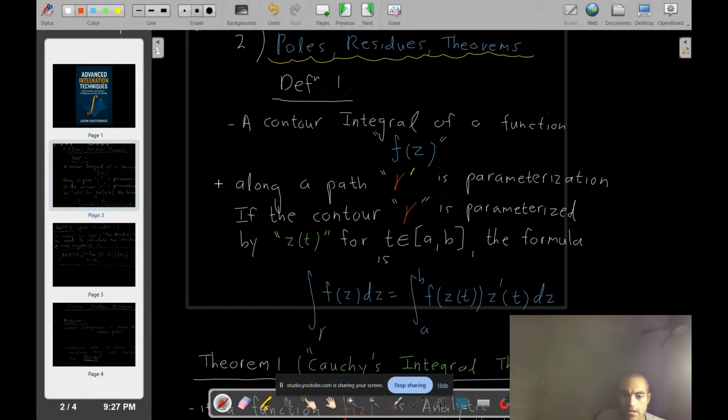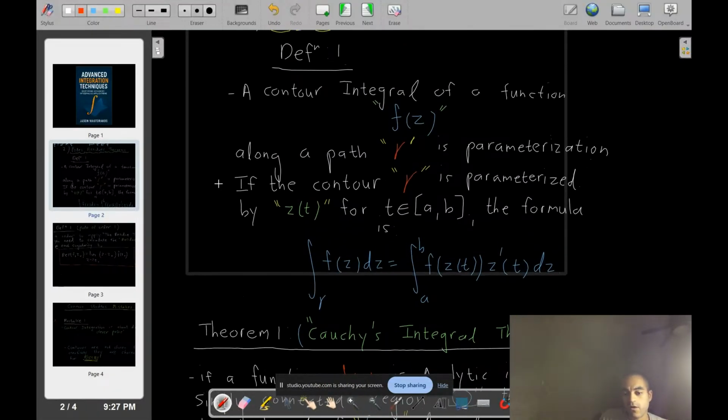If gamma is parameterized by z of t, for t belonging to the closed interval [a, b], the formula now becomes the integral over the contour gamma of the function f(z) dz, and it's equal to the integral from a to b of f of z of t times z prime of t dt. The z prime of t dt is the differential that we're dealing with.